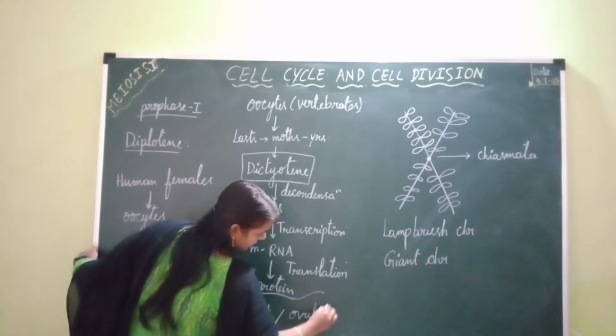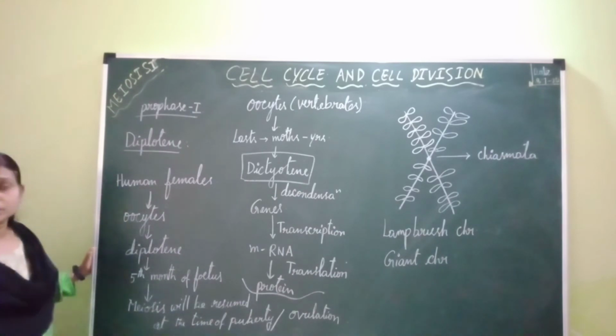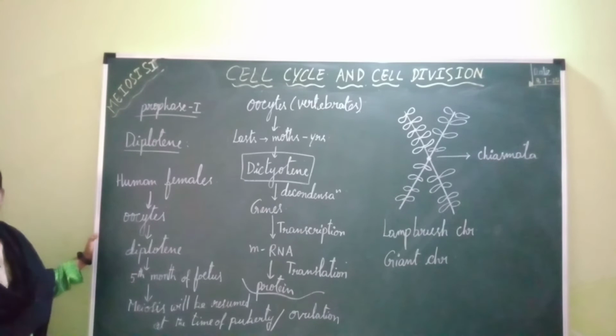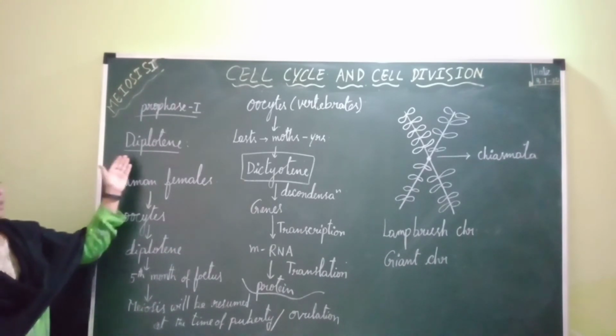So this is all about the Diplotene stage, which lasts for months to years in the oocytes of some vertebrates, and is also called the Dictyotene stage. Let me give a quick recap of this Diplotene stage.